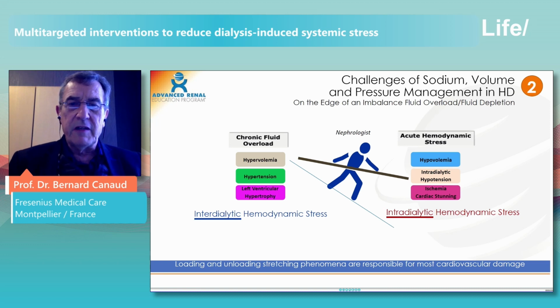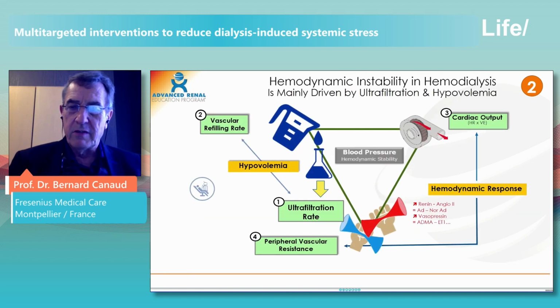Now, the second aspect is, of course, how to correct this fluid overload. And of course, the idea is just to remove the excess of fluid by ultrafiltering the patient. But then this is the next challenge. This is the position of the nephrologist, exposed either to chronic fluid overload or acute hemodynamic stress by inducing hypovolemia, intradialytic hypotension, and so on. So it's a permanent imbalance between fluid overload and fluid depletion. So the point is to manage this very challenging situation.